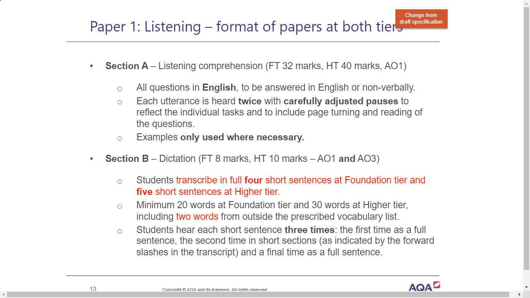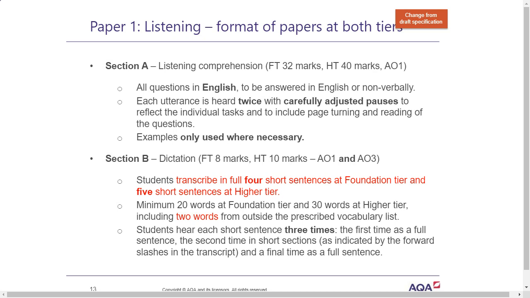Now, 2 words at both tiers from outside the list will be included, and we are the only exam board to have marks for both AO1 and AO3 in this task. So that's listening and responding to spoken language and knowledge of vocabulary and grammar. Half of the marks are awarded for how well the student has communicated the meaning of the spoken extract, and the other half is how accurately they have transcribed it.